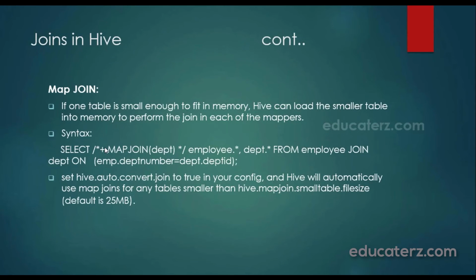You can see the syntax over here: select, slash star, and with the help of the map join, you can specify which table, the smaller table, you wanted to load into the memory. And then the rest of the things are normal, like the employee table and the department table. I'm using the inner join, and on which column you are joining, we can specify those columns as well.